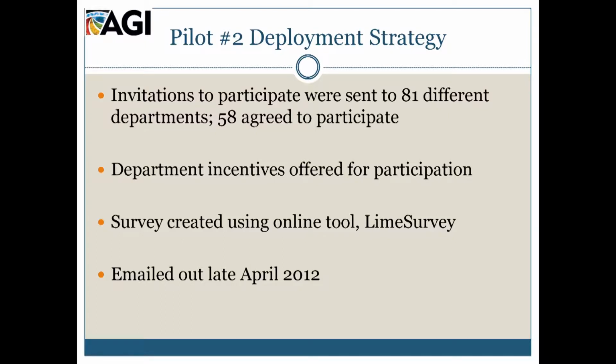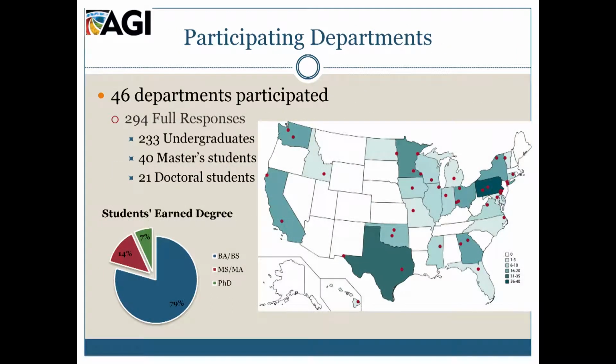So we received answers from 46 different departments, and all of the data that you will see is only from our full responses. We received 294 full responses. 233 of those were from undergraduates, 40 were from master's students, and 21 from doctoral students. So we increased our response rate quite a bit for the second pilot, which was what we wanted to do. So I was very excited to see that.